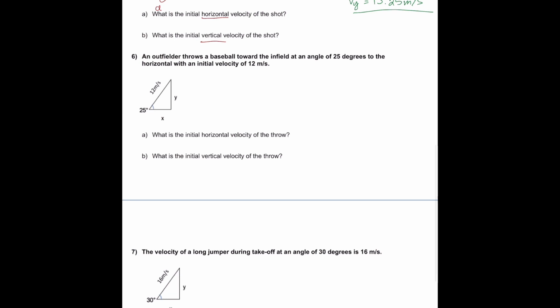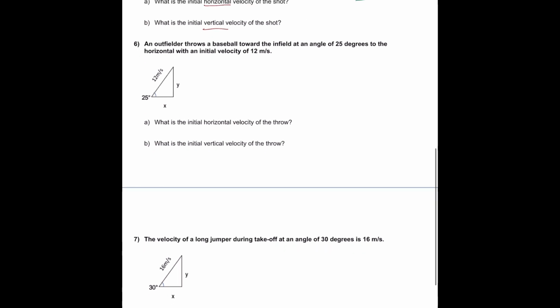So moving on to question number 6. Now in this case, same thing, just more practice on finding initial horizontal and vertical velocity. So we would just go ahead and do the exact same process. Let's start with part A, since it's asking for the horizontal velocity. We know horizontal is going to be found with cosine, since we are doing adjacent over hypotenuse.